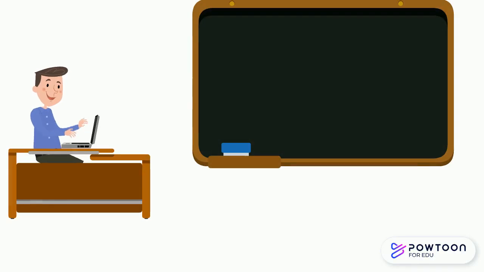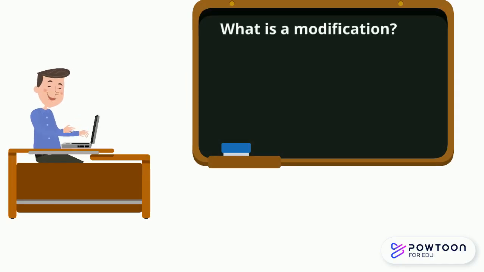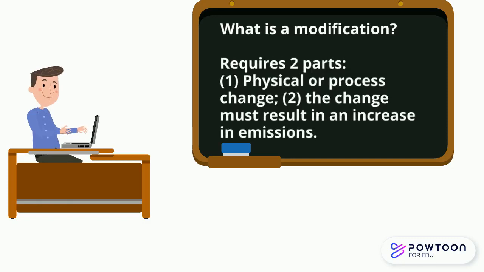The definition of a modification requires two parts. First, there must be a physical change or process change. And second, this change must result in an increase in emissions of a criteria pollutant that meets a specific threshold. If both conditions are met, then the facility must obtain an NSR permit from the state.